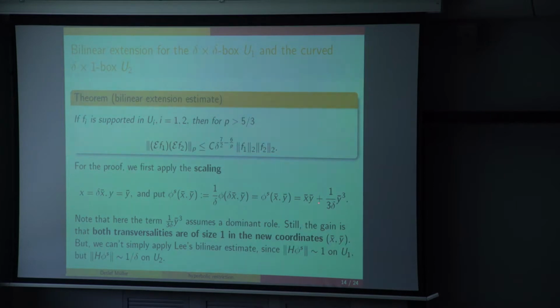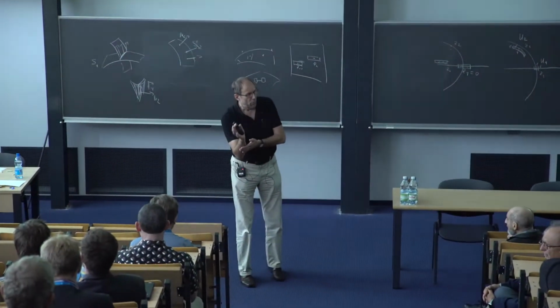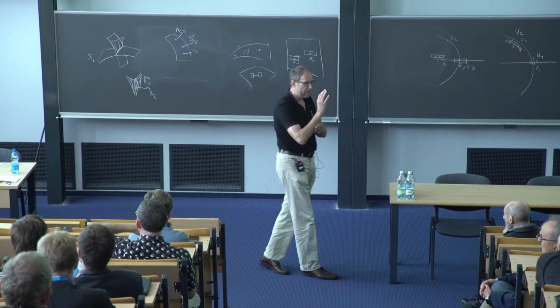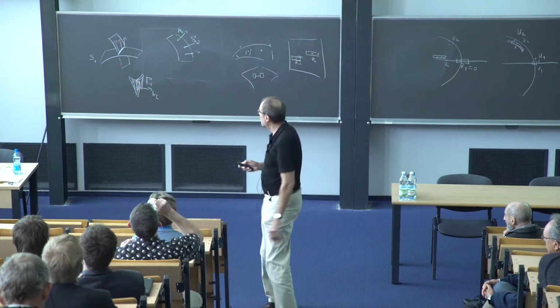And one thing is easy to check, that after the scaling in the new coordinates, which are called here x bar and y bar, both transversalities are really of size 1. That's what we like to see. And also other conditions which you have to preserve in the bilinear method. I mean, the normals have to move at a certain rate, the angle along the intersection curve, all this works. So this is really the right thing to do.